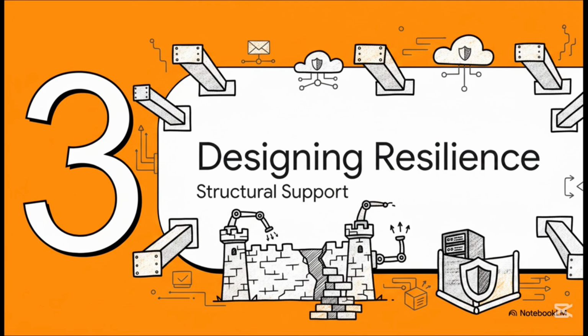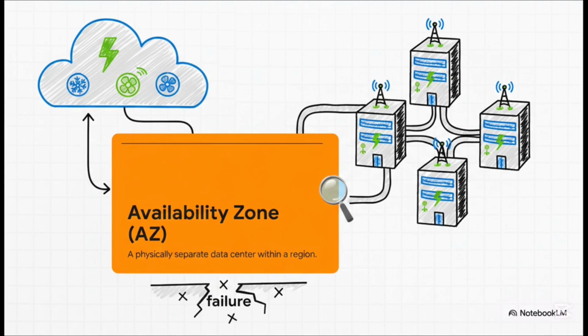Let's move on to Section 3, Designing for Resilience. This is all about structural support. So now that we're secure, we look to resilience engineering. To survive massive physical failures, we rely heavily on the availability zone, or AZ. Basically, this is a physically separate data center located within a specific cloud region, completely equipped with its own independent power, cooling, and network infrastructure.